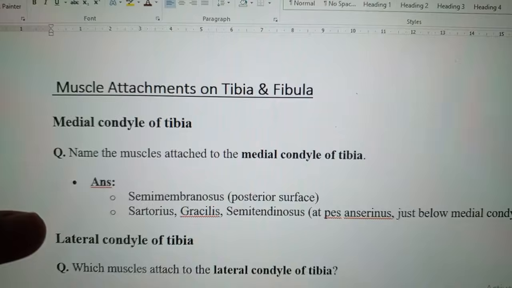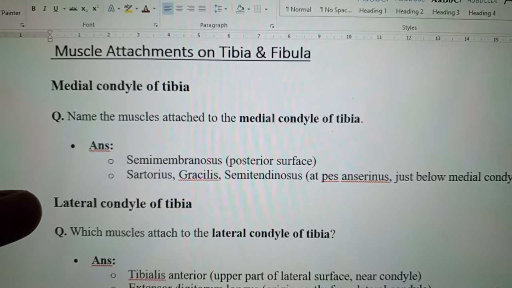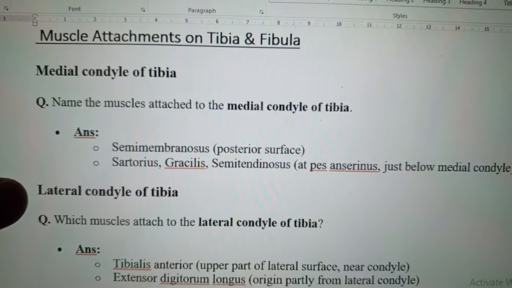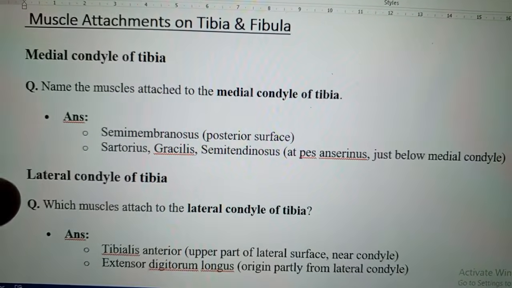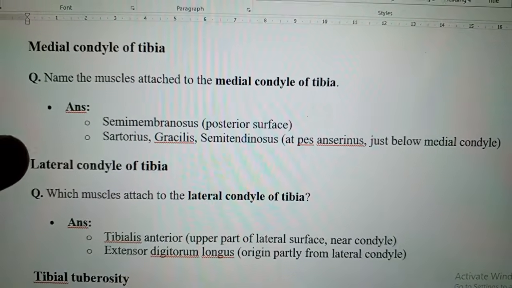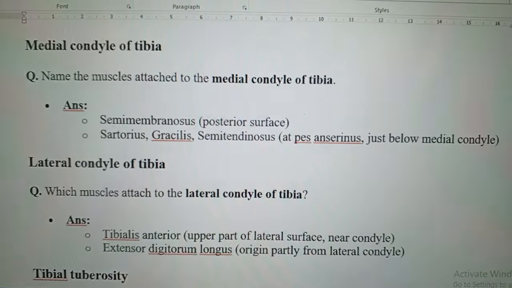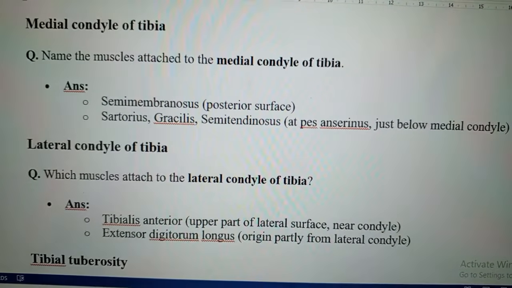Muscle attachments from the osteology point of view are very important. Muscle attachment on the tibia and fibula can be asked to you. Name the muscle attached on the medial condyle of the tibia, or mark the structure. It can be asked to you, though obviously it is not asked like this. I'm going to make a separate video on that.